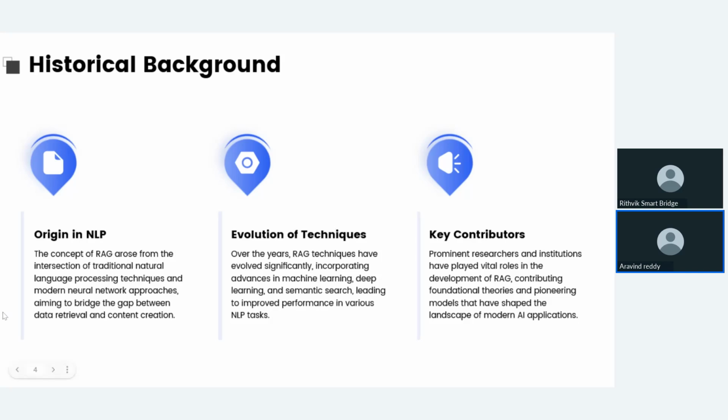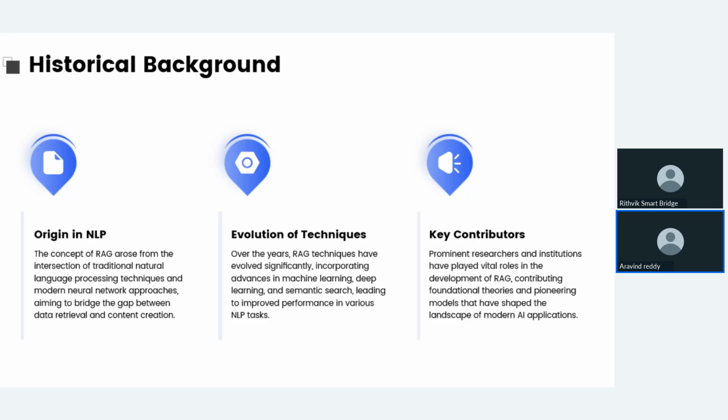RAG, as you can see, is the intersection of traditional natural language processing techniques and modern neural network approaches, aiming to bridge the gap between data retrieval and content creation, isn't it? They are combining RAG and NLP, so it is going to be quite an easy task, right? Using transformers, NLP and RAG, they can build such beautiful models, right? They give up-to-date information, create new content, and can communicate with humans, understanding what they expect, in a polite and formal manner. Yes, that is the thing about NLP.